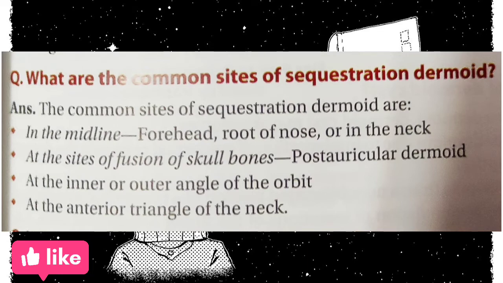So to recap, the first is the midline: forehead, root of nose, or neck. Then at the sites of fusion of the skull bones, a post-auricular dermoid can occur. Then at the inner or outer angle of the orbit, or at the anterior triangle of the neck.